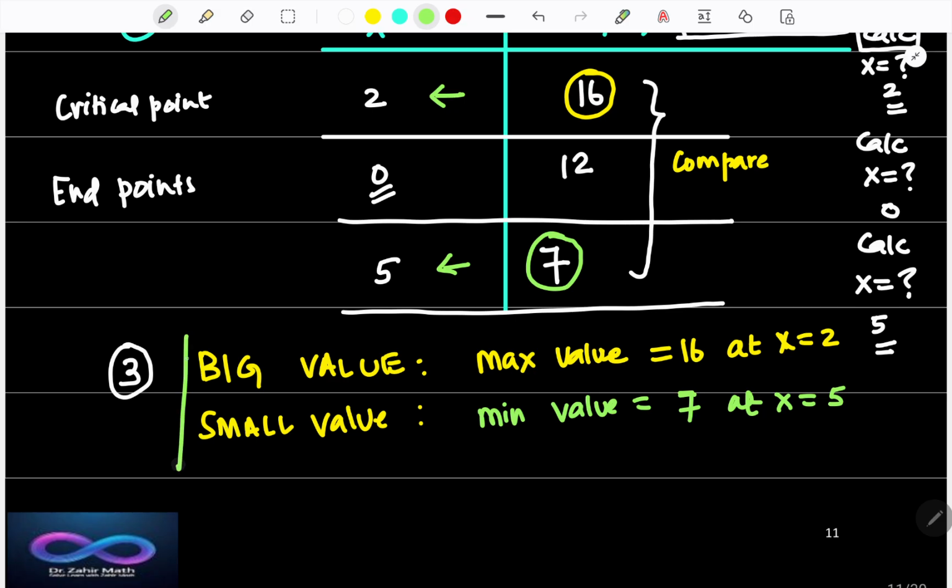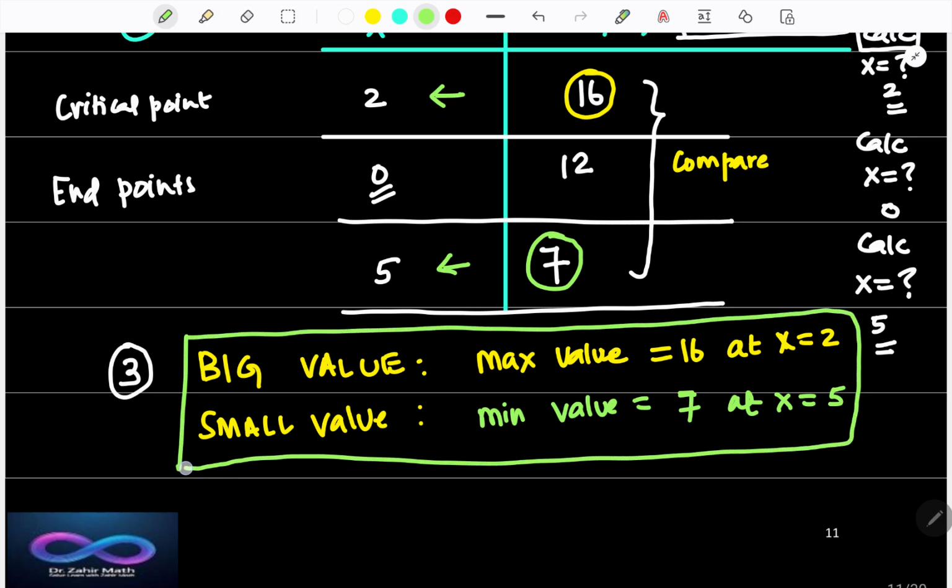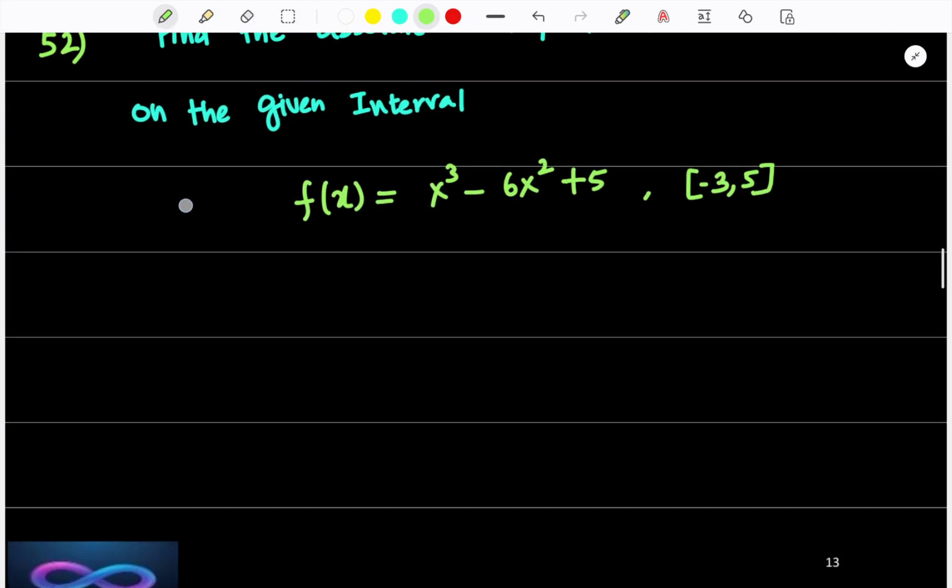So easy. So easy or not? Very, very easy. Within 2 minutes, you can try this problem. It is not so difficult. Clear all of you? Right. Let's go to the next question.